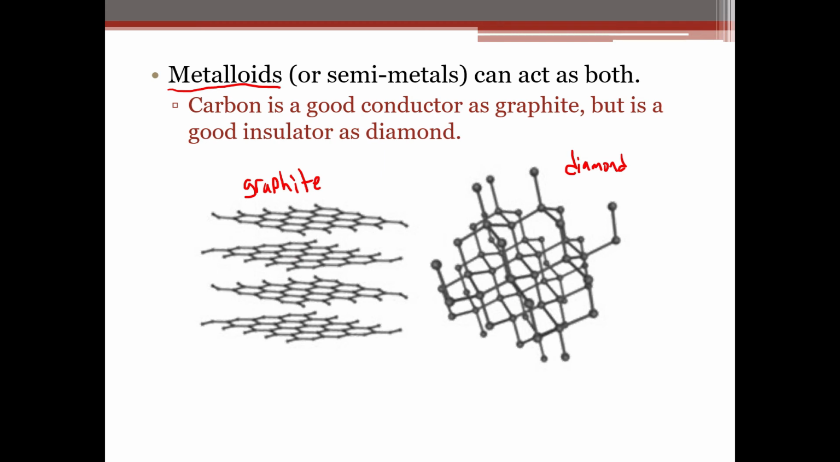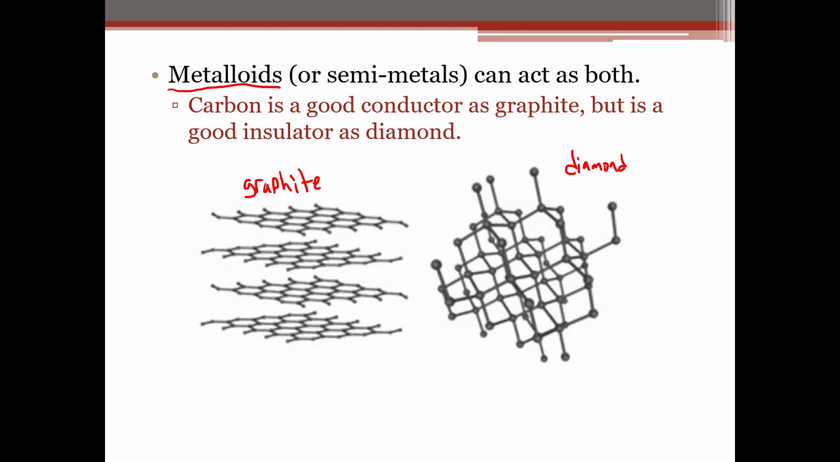Another very important element outside of carbon that's in the metalloid family is silicon. Silicon does the exact same thing. Silicon can be a good conductor, or it can be a good insulator. And we actually take advantage of that property of silicon when building our electronic devices.